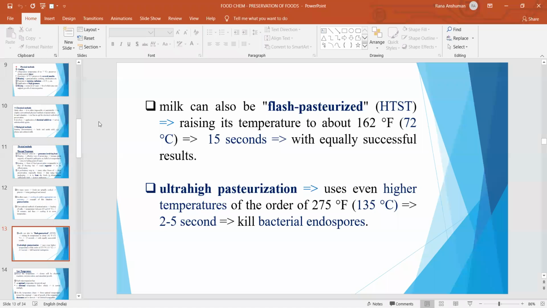Next one is ultra high pasteurization, in which a higher temperature, more than 135 degrees centigrade, is used for about 2 to 5 seconds, depending upon the need to kill even bacterial endospores. And this ultra high pasteurization is done for various products like milk, juice, soups, wines, and all such things.